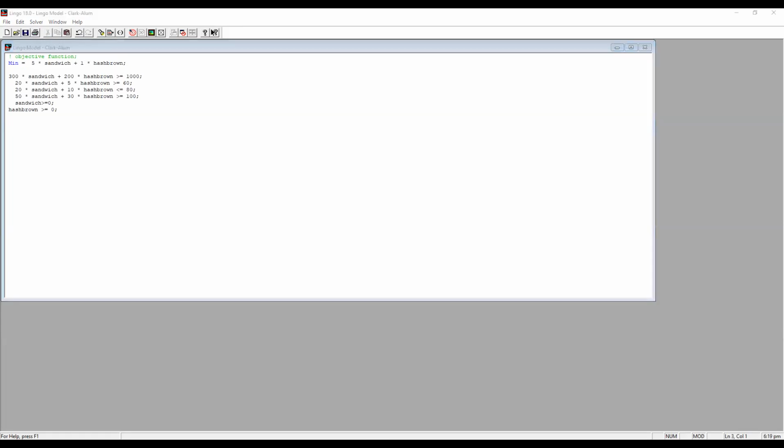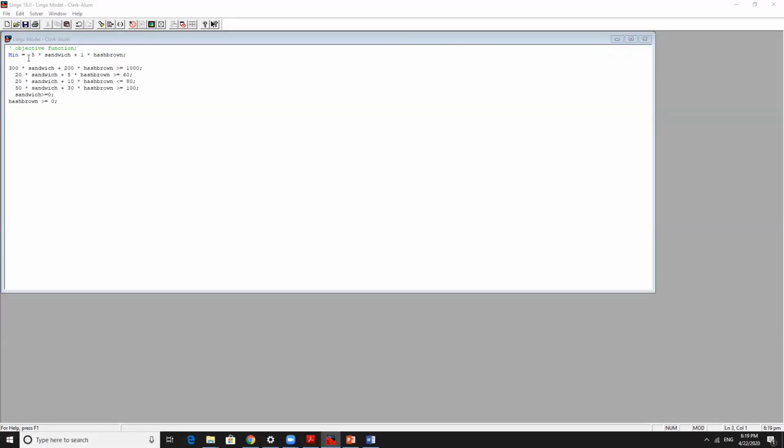Why? Because first of all, I want to minimize the cost, and I know each sandwich costs $5 and each hash brown costs $1. And it's the reason that here you see that I put it in the objective function. So the objective function is the function that we play with to reach our goal, which here is minimization. Any questions so far?